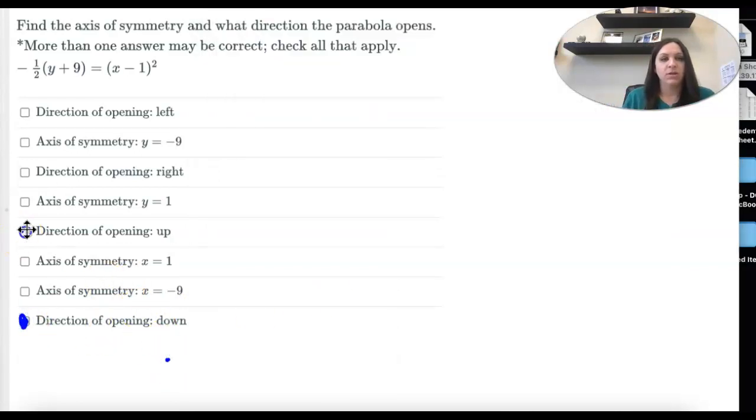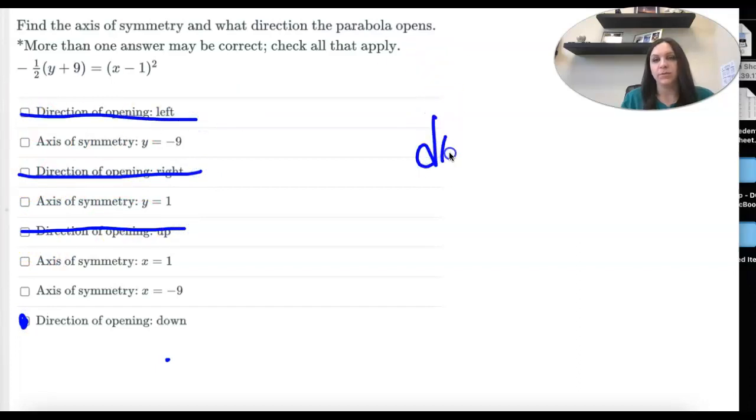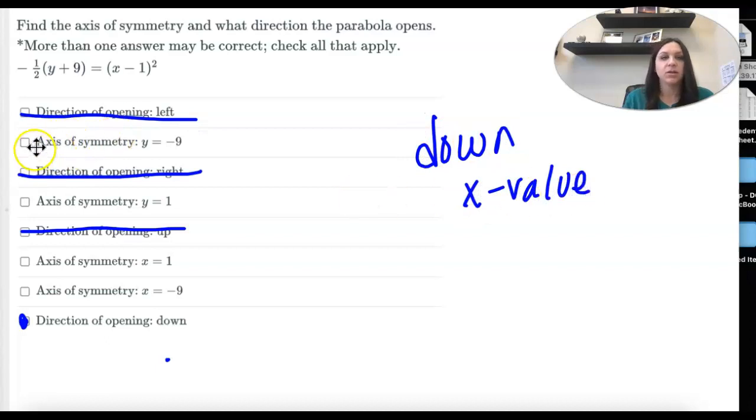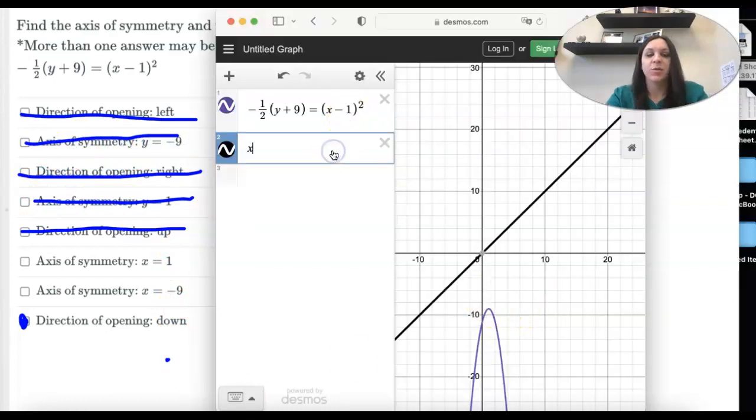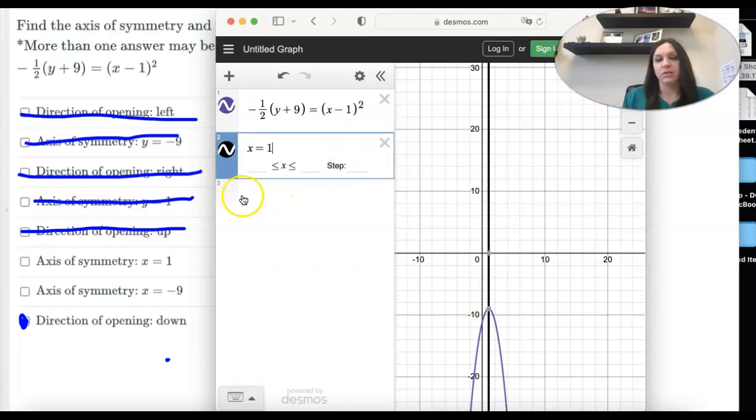So this one. And now we need to know the axis of symmetry. So again, remember up or down, it's the x value that we want. So it's not these y equals. I bet it's a -9 and 1. Yep, 1 and -9. So remember, it's the x value that it goes through.